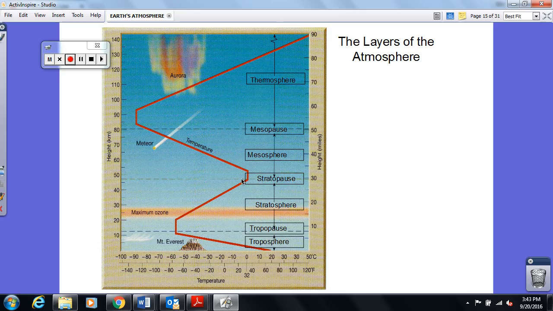Okay, stratopause. Temperatures are changing. You have the mesosphere, which is very cold. Remember I said meteors burn up there? And then we have the thermosphere, which is subdivided into the ionosphere, where the auroras are, and then the exosphere, where you're exiting space.